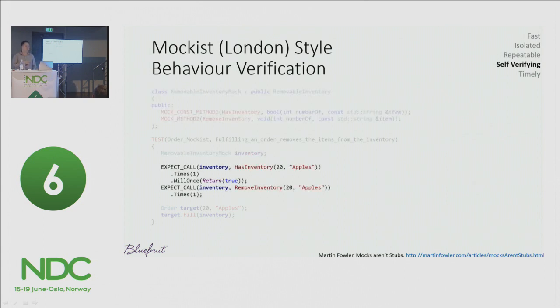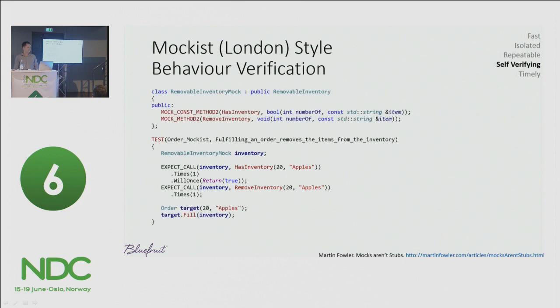The real difference with mockist style TDD is that you specify the behavior the collaborator expects. Here I'm specifying that there must be a call to has inventory and then a call to remove inventory. Mockist testers care about how the behavior is implemented and think about it while they're writing the test. Specifying how the behavior works in the test couples the test to the implementation. This can actually make refactoring harder, as changes are more likely to break your test.